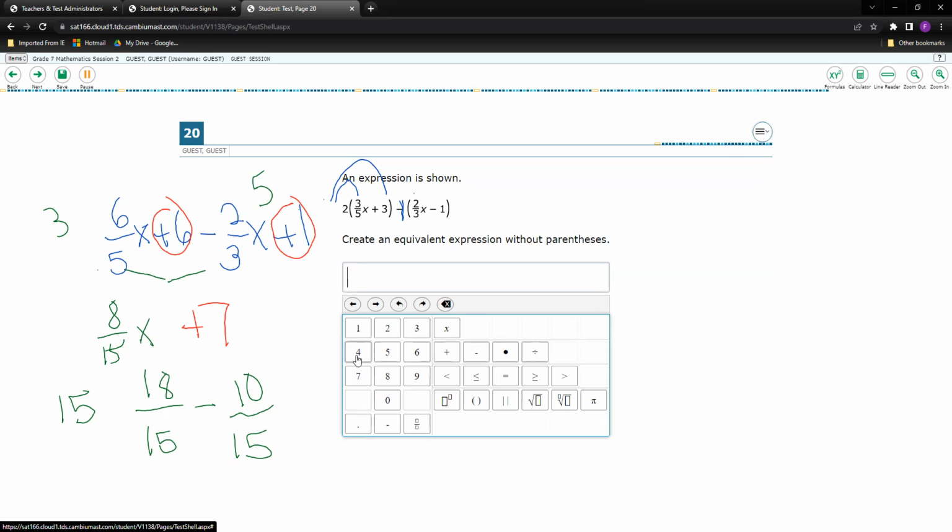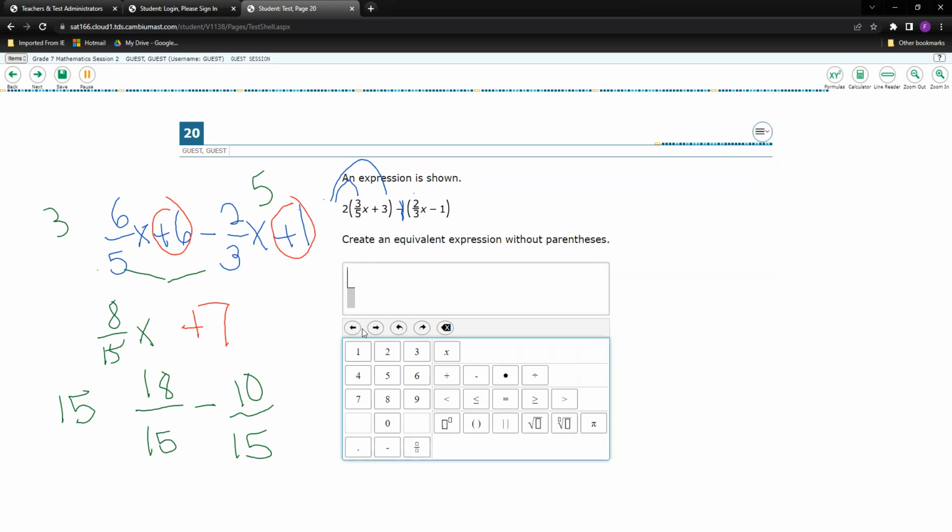No, that's not what I wanted to do. This is why we ask you to practice. 8 over 15, let's come out with the cursor, x plus 7. Now let me double check the math.